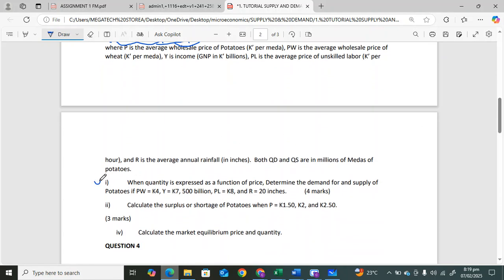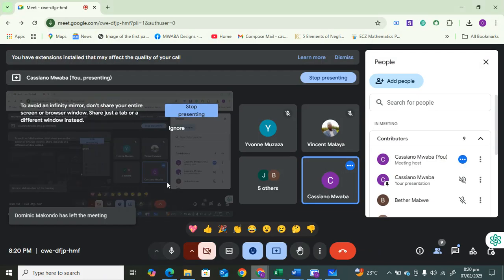Part 1. When quantity is expressed as a function of price, determine the demand for and supply of potatoes if the price of wheat is 4 kwacha, the income is 7,500 billion, the average price of unskilled labor is 8 kwacha per hour, and average annual rainfall is 20 inches. Colleagues, what are we supposed to do here? What do you think we need to do here?